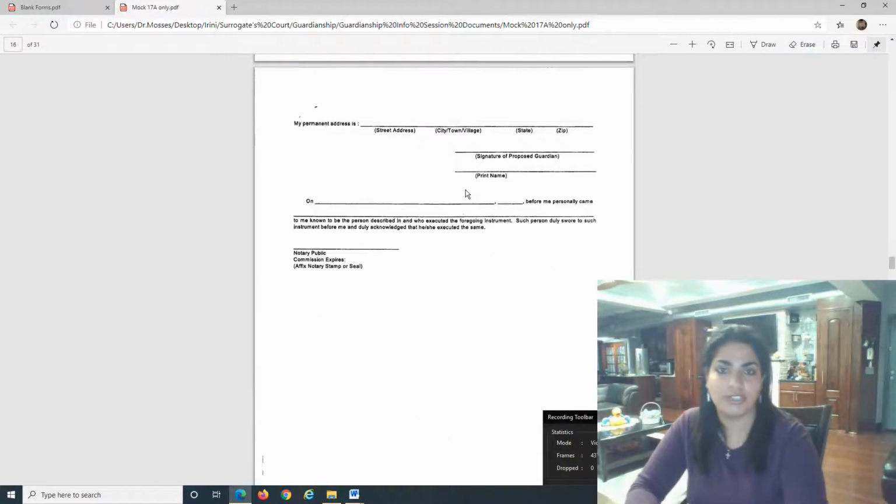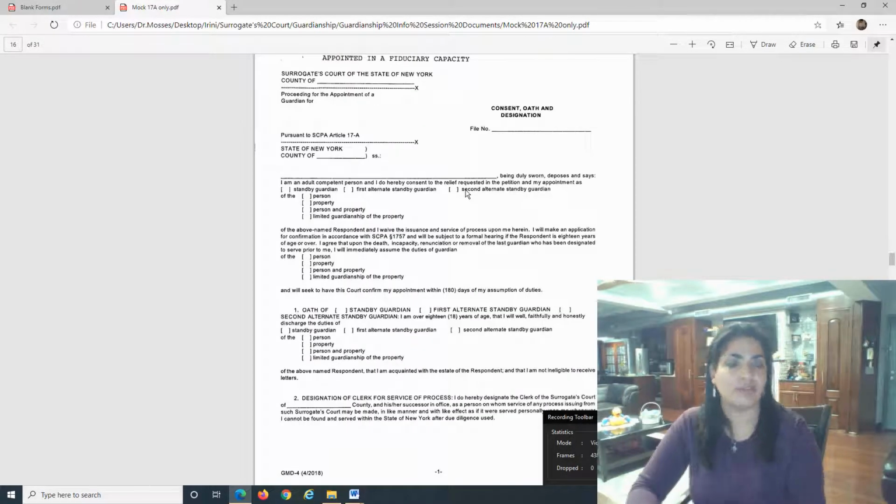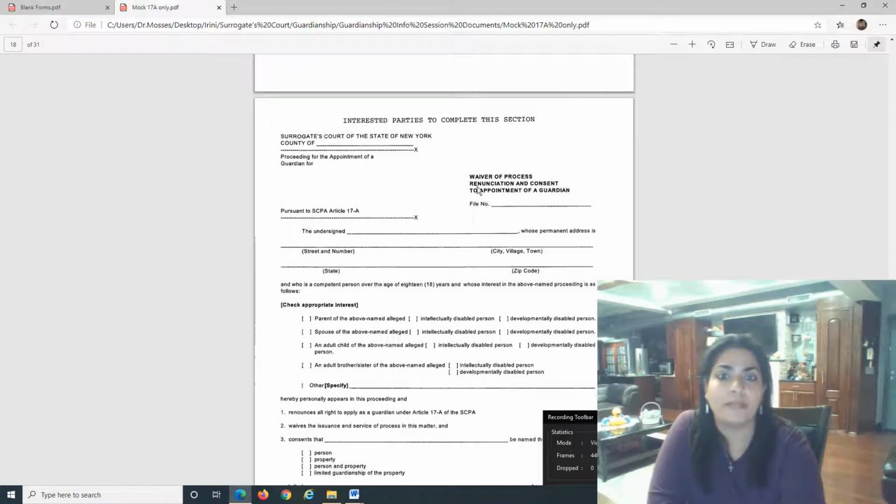And the other sheet here, I'm also consenting to become the standby if mom and dad are no longer able to do so. Okay? So now let's go over the waiver of process, renunciation, and consent.